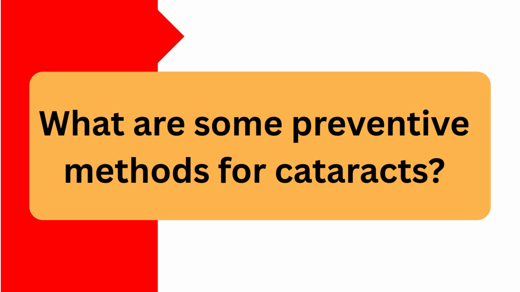How can we prevent cataracts? How can we prevent our eyes from getting cataracts now? Protecting your eyes from UV radiation, maintaining a balanced diet rich in antioxidants, avoiding smoking and alcohol, and managing chronic diseases like diabetes, of course with regular checkups, eye checkups.